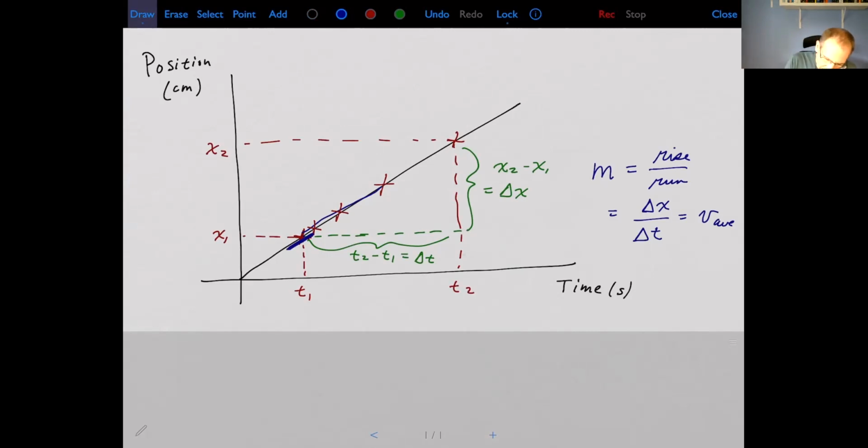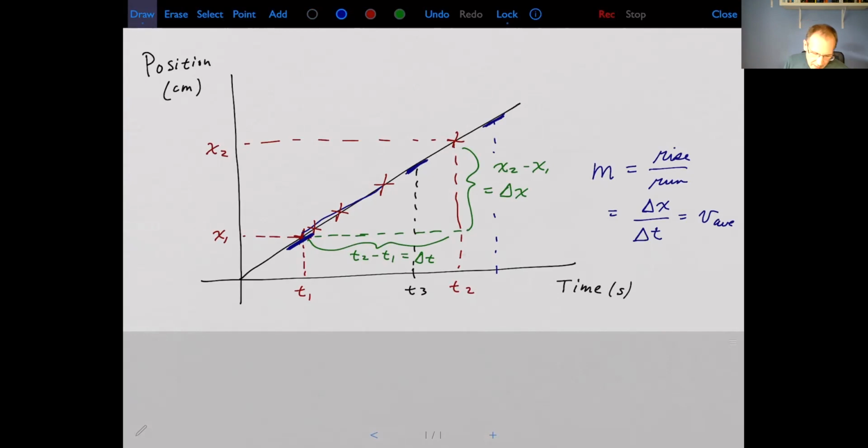If I want to know it at some other point, let's say I want to know what is the velocity at this time right here, I'll call it t3. Well, I go to the curve. I want to know the instantaneous velocity at t3. I draw a tangent line to that curve right at that point, and the slope of that tangent line is going to be the instantaneous velocity at that point. If I want to know it at some other point, let's say at this time right here, I go to the curve, I draw a tangent line, and the slope of that tangent line is the instantaneous velocity at that point.